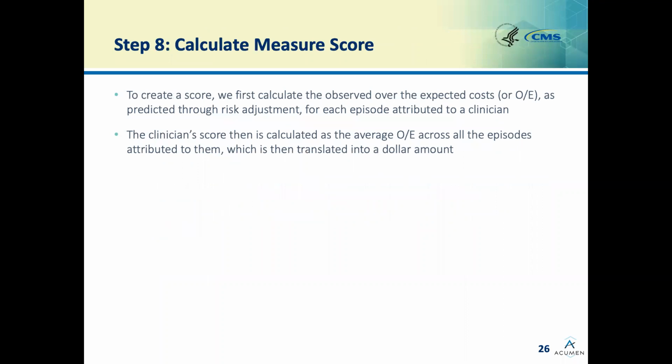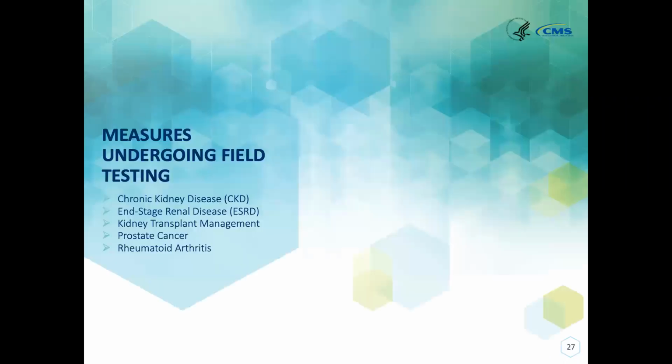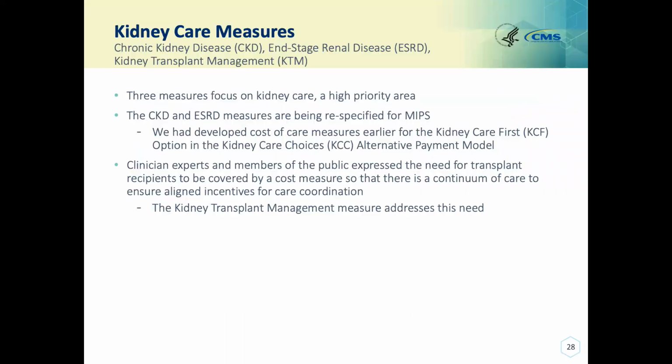Finally, we take the observed over expected, or O over E, of each episode, and then we average that across all episodes attributed to the clinician to generate the measure score. This is a weighted average to take into account longer episodes. We then multiply this weighted average episode cost ratio by the national average observed episode cost to generate a dollar figure. Next slide, please. So now that we've covered the framework for measure construction, I'll talk through the specific measures being field tested. Next slide, please.